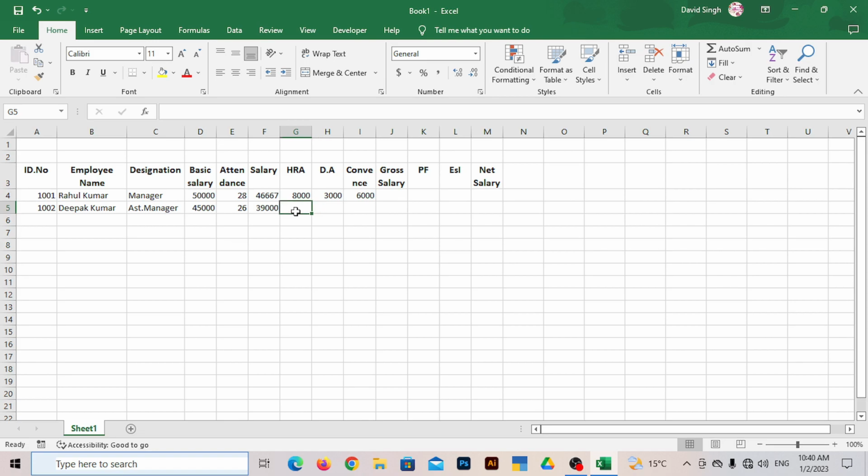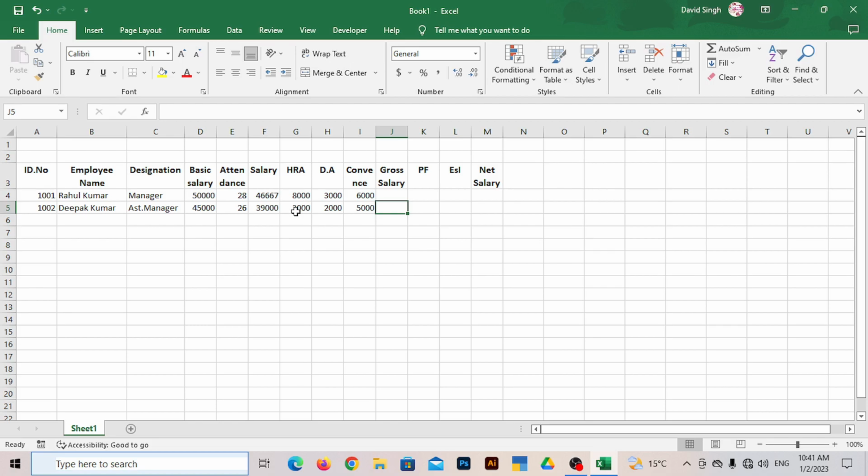Here I put 3,000 rupees HRA for Deepak, 2,000 for DA, and 5,000 for travel. Here we have the salary, HRA and convenience. Let us understand what is meant by HRA, DA and convenience. And now we have to calculate.